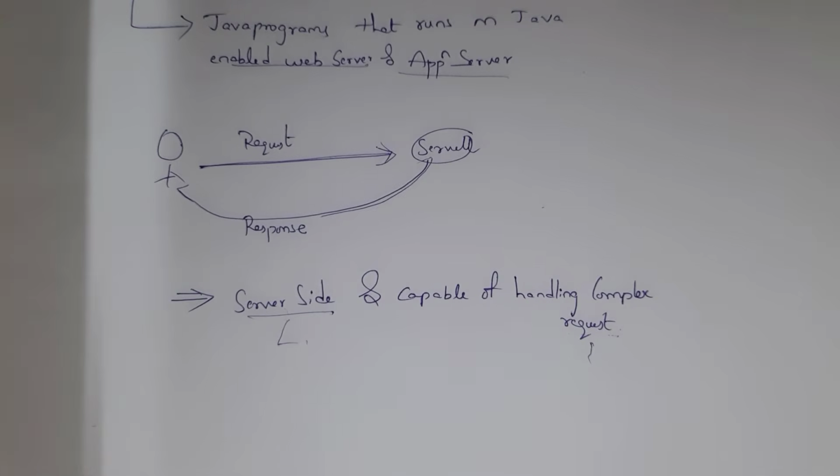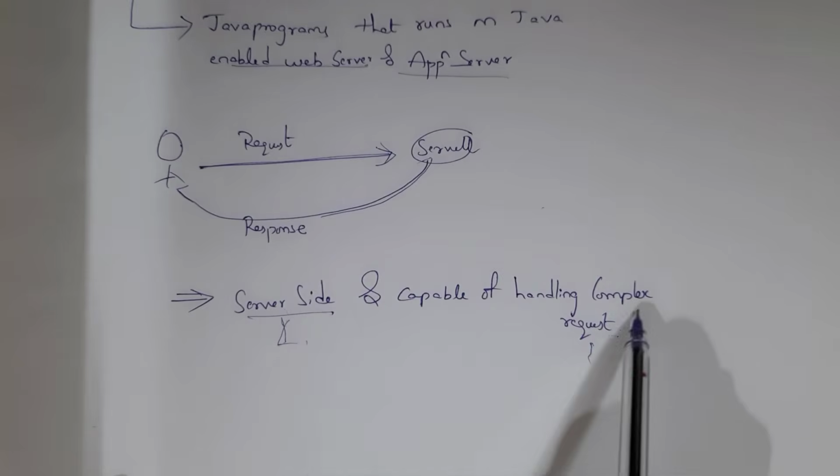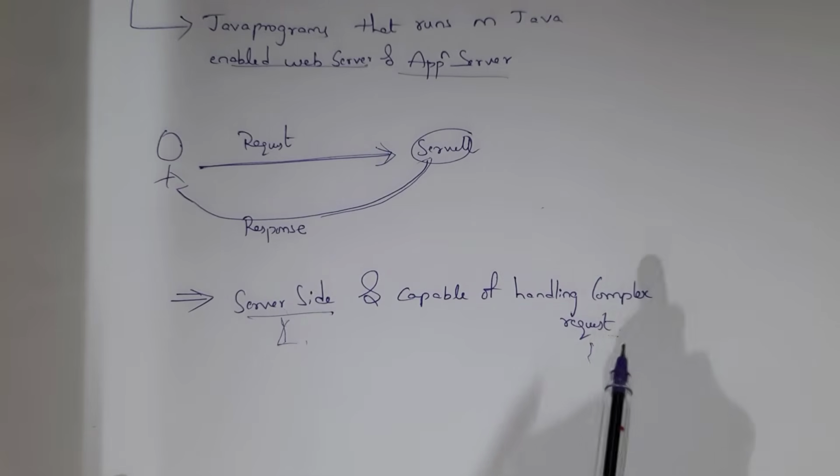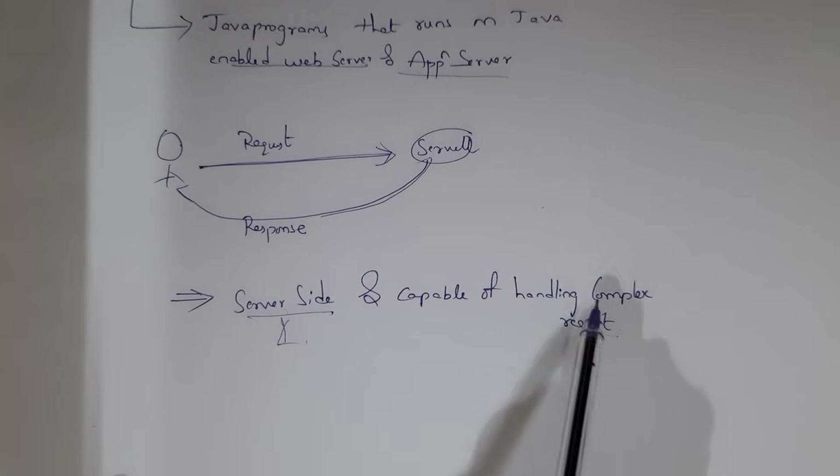There are two important properties of a servlet. First, a servlet works on the server side, and it is capable of handling complex requests. Even if the servlet receives a complex request from the client, it is capable of handling it. These are the two important properties of a servlet.